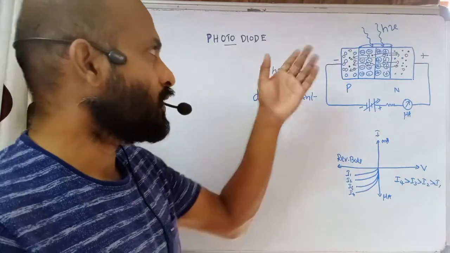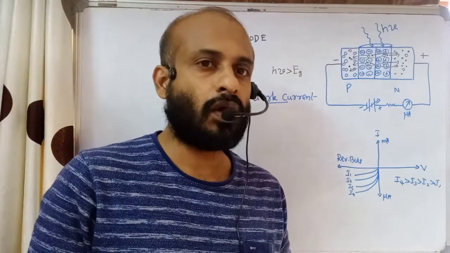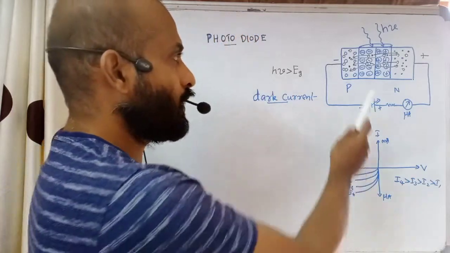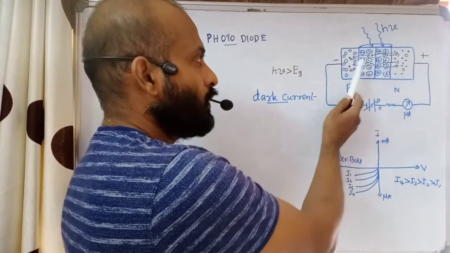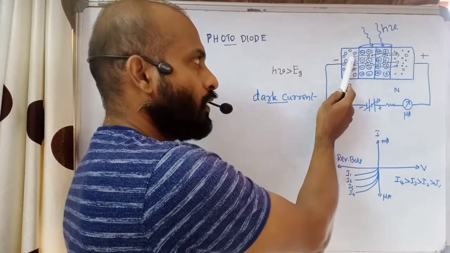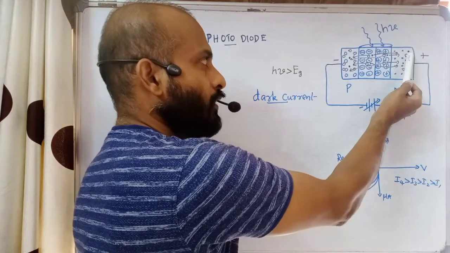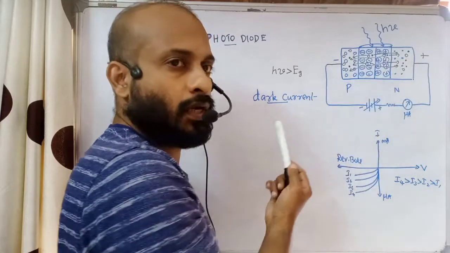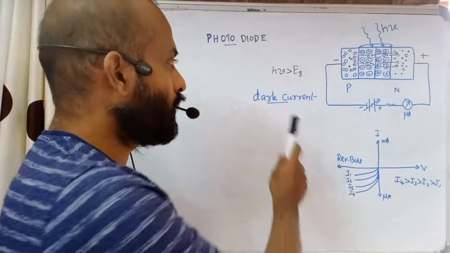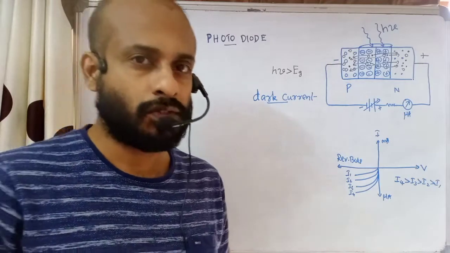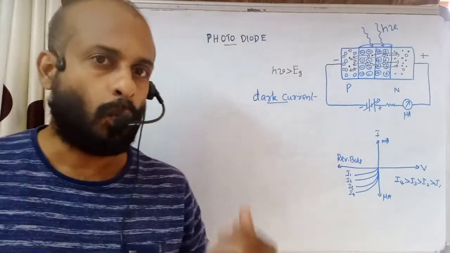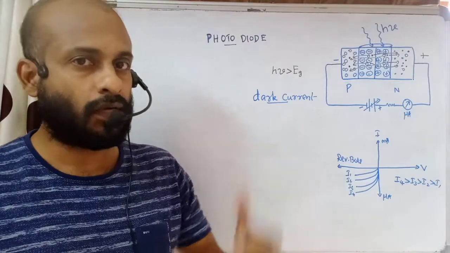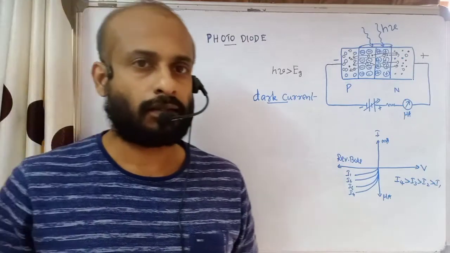Now suppose there is no light incident. Even if there is no light, there is some current due to the minority carriers, because the diode is reverse biased. The P side contains a few electrons, minority carriers. The N side contains a few holes, minority carriers. They can move across the junction and produce a slight current called dark current. So the current flowing when the photodiode is reverse biased, with no incident light, is called a dark current.